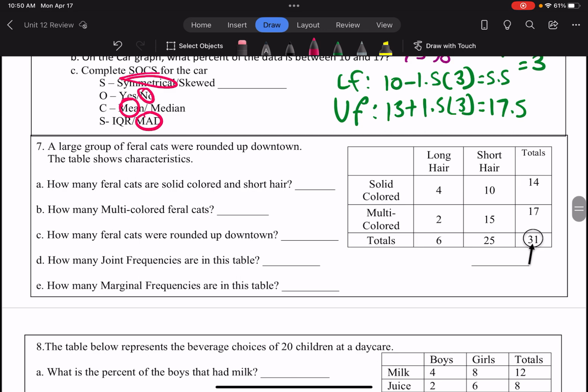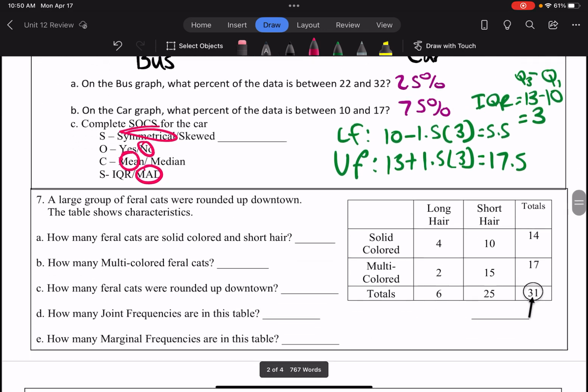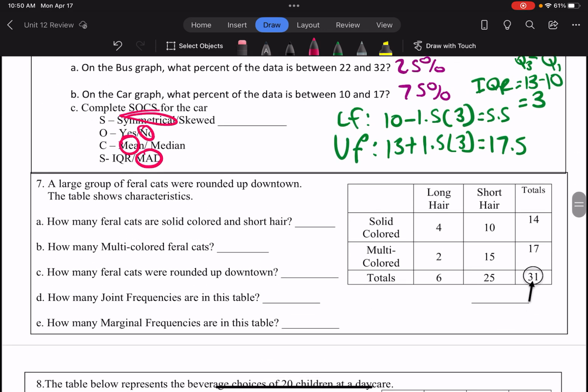All right, now we're on to problem 7. I've given you a two-way frequency table for problem 7, and it says a large group of feral cats were rounded up downtown. The table shows some of their characteristics. So we're looking at long-haired versus short-haired cats, and then solid-colored versus multicolored cats. It says how many feral cats are solid-colored and short-haired. So this is a joint frequency. They need to be solid-colored and short-haired. And I'm just asking how many. I'm not asking for percent.